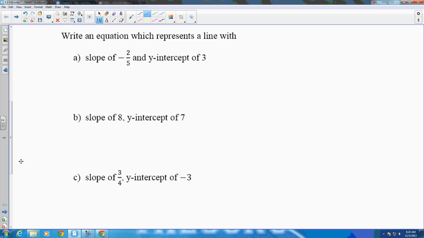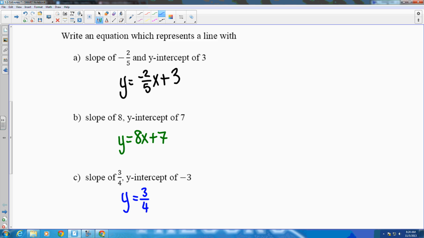Okay, so the same thing the next 3 times here. Put the slope in for m, so -2/5 x, and the y-intercept is added on the end. 8x plus 7. And the last one, the only difference is that we have a negative y-intercept. So 3/4 x minus 3, or you could also write plus -3.